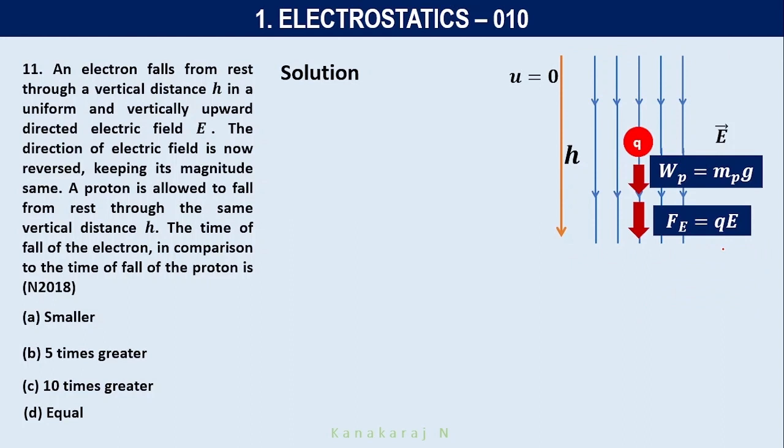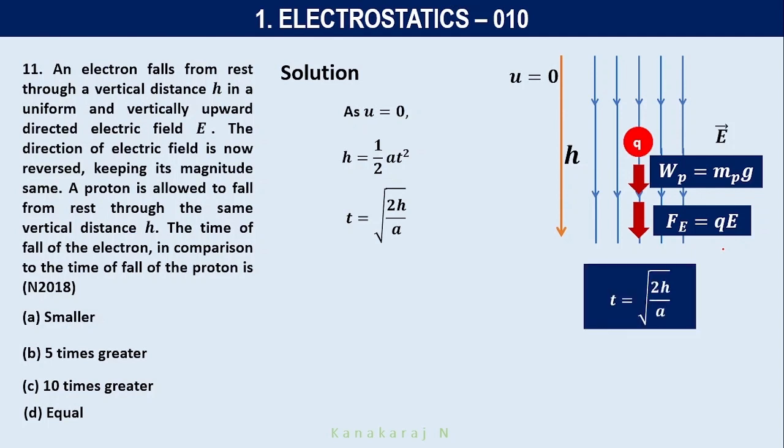Now, let me take the charge as q. Whether it is an electron or proton, it always goes down. As u equals 0, h equals half a t squared, so t equals root of 2h by a. Here for electron the acceleration is different and for proton the acceleration is different because of their different mass. The mass decides this acceleration.